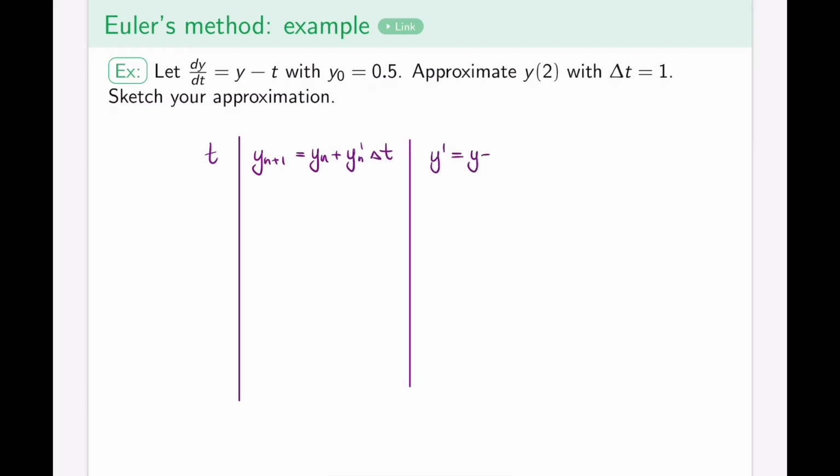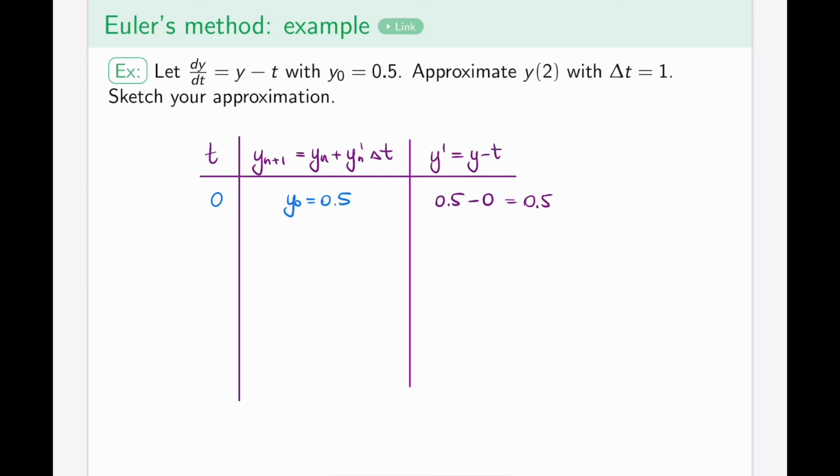So here, note that my differential equation, of course, changes because I am given a new one, but the way that we compute things is going to remain the same. So what am I given? I am given that for t0, the y0 value is 0.5, and I can compute the derivative value with this information. The derivative is y minus t, which means that my y value minus my t value, 0.5 minus 0, is going to be equal to 0.5.